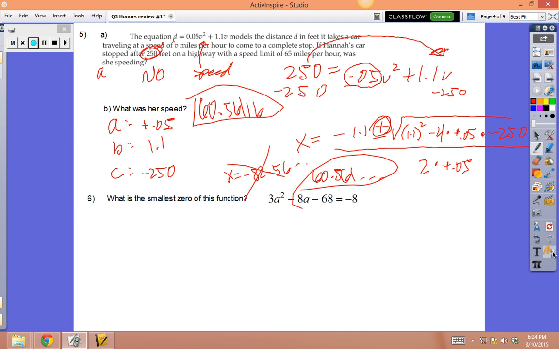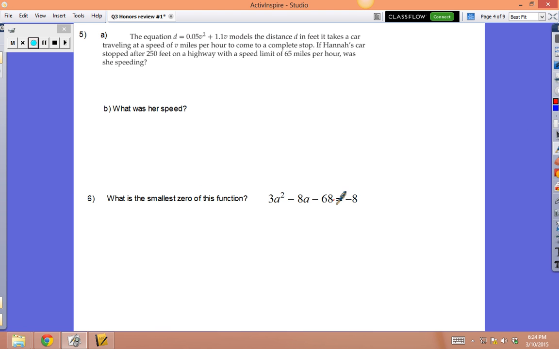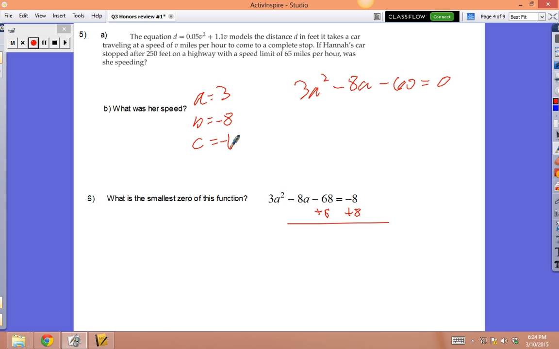Okay, 6 is the same thing. What is the smallest zero, or what is the smallest root, or what is the smallest solution? So move number 1, let's plus 8 plus 8. So I got 3a squared minus 8a minus 60 equals 0. So that means my A is 3, B is a negative 8, and C is a negative 60. So this whole first part of the midterm was quadratics using the quadratic formula. Just kind of plug and chug.